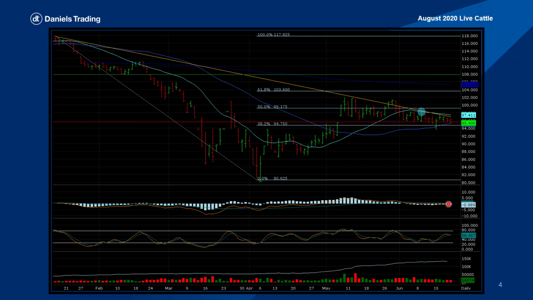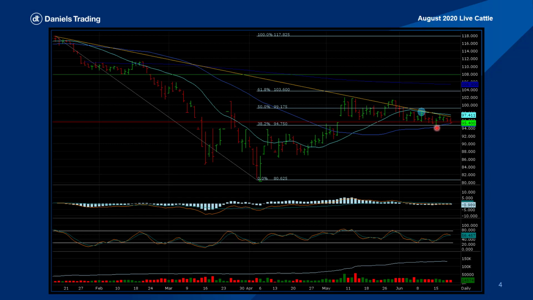This is the MACD indicator. That makes sense with a sideways trading market here. The momentum, however, this is the stochastic indicator, looks to be hooking down. So it's very possible we take out this 50-day moving average and trade down into this area here, maybe even as low as 94, back down to this level.